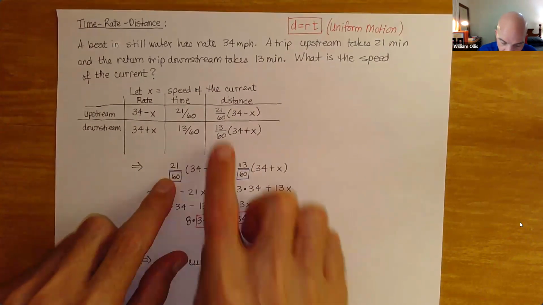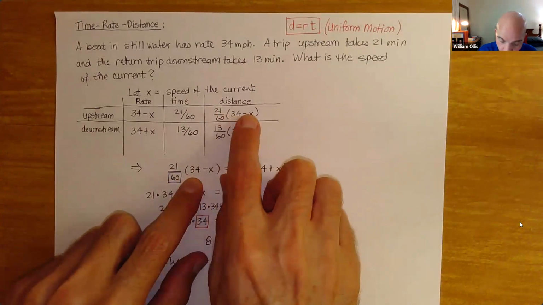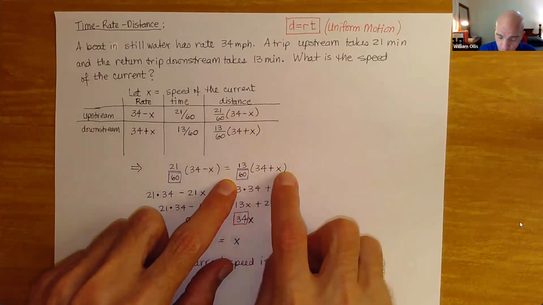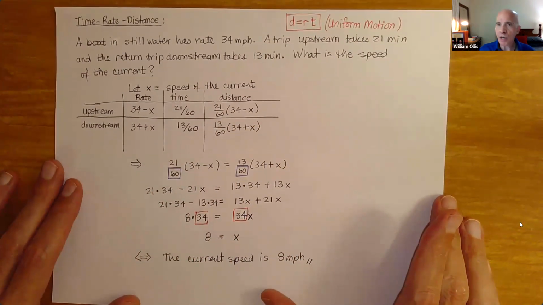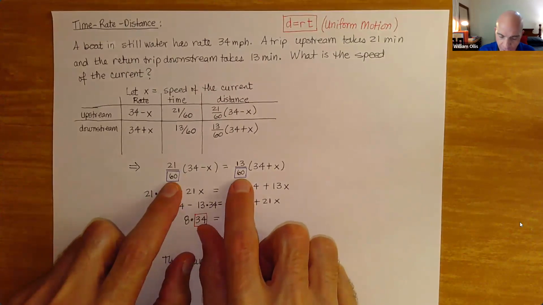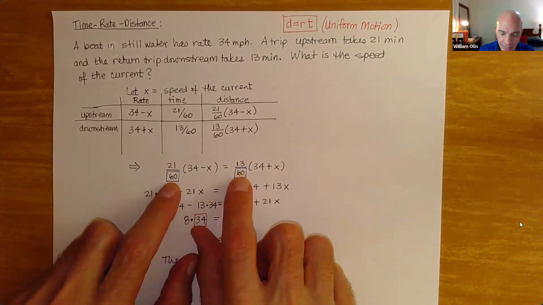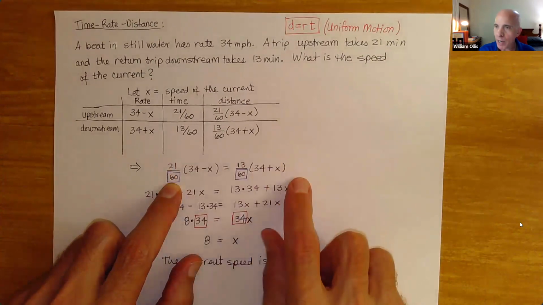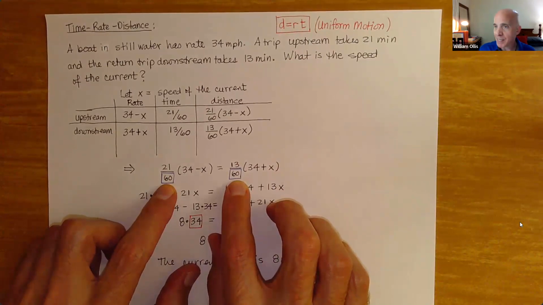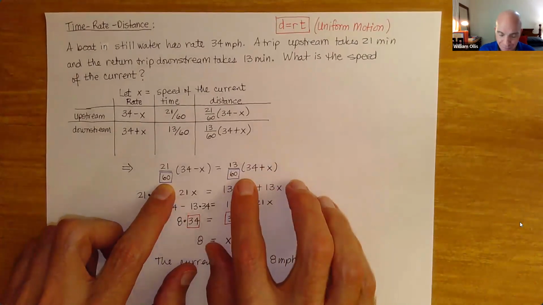So now we've got 21 over 60 times 34 minus x is equal to 13 over 60 times 34 plus x. Now, this is what I talked about when we had our first lecture, which is basically symbolic computation. That means that we let the symbols do the work for us. Notice from the very outset, even though we converted to hours, the form of the equation gets rid of those. So we can simply absorb the 60s, basically multiply by 60, they're gone.